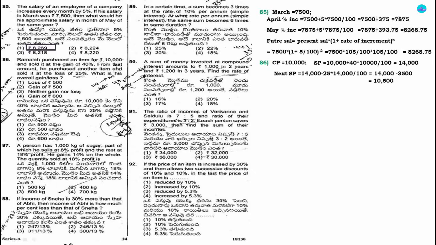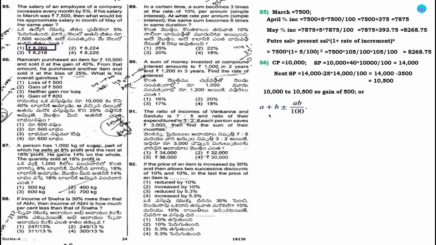So is it a profit or gain? What is the overall gain or loss? So first he purchased for 10,000. Now we sold it for 10,500. So there is a gain of 500. So the answer is option 2, gain of 500.